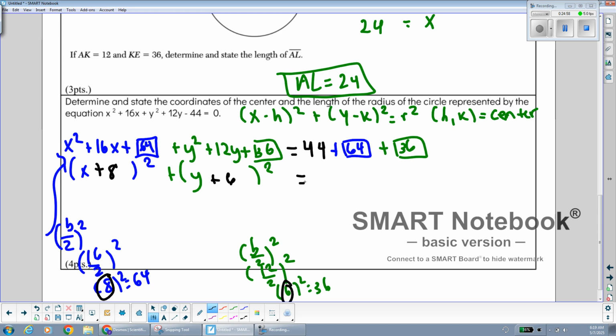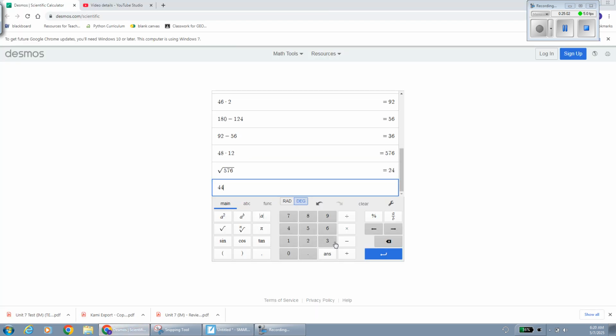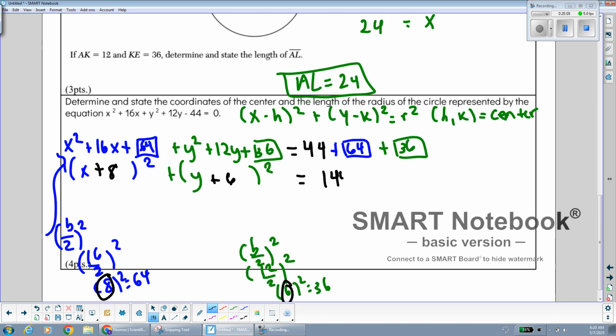On the other side, let's add the numbers, 44, 64, and 36, and we get 144. So the center of our circle is -8, -6. Remember, in the equation of a circle, since there's the built-in negatives, if you're seeing a positive here, that means it started out as a negative, and the double negative made it the positive. So when you're pulling out the center from the equation of the circle, always think the opposite signs.